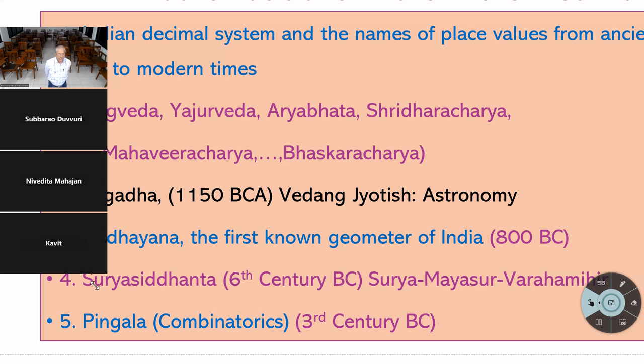Surya Siddhanta is one text in astronomy. These various Siddhantas about astronomy were collected by Varahamihira, who was in the 6th century. Then we have Pingala and combinatorics. Some of the basic principles of combinatorics were given by Pingalacharya in the 3rd century BCE. So these are the mathematicians who were there before Christ: Lagadha, Bodhayana, those who wrote the Surya Siddhanta, whose names are not very clear but whose work Varahamihira collected, and Pingalacharya.